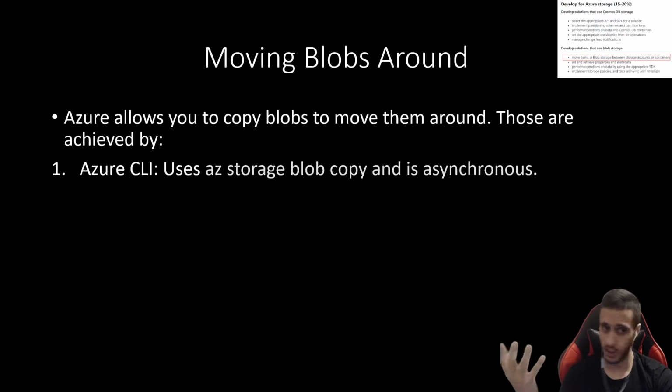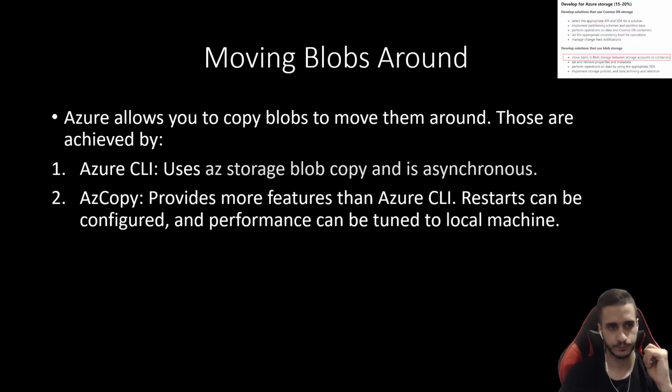The first one is using Azure CLI, which uses az storage blob copy, and it's asynchronous, which means that you can track the progress, you can cancel the operation, etc. It's very easy to use; you just rely on the Azure CLI command. Next we have AzCopy, the executable that you download on your local machine. This provides more features than Azure CLI. For example, restarts can be configured when there's a failure copying or downloading that data, and the performance of downloading or uploading the data can be tuned to the local machine performance. This is pretty neat.